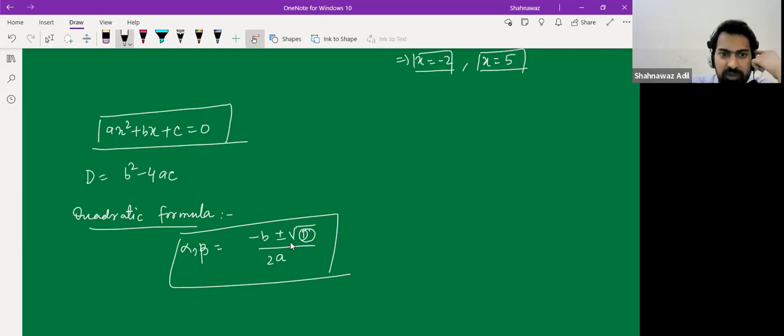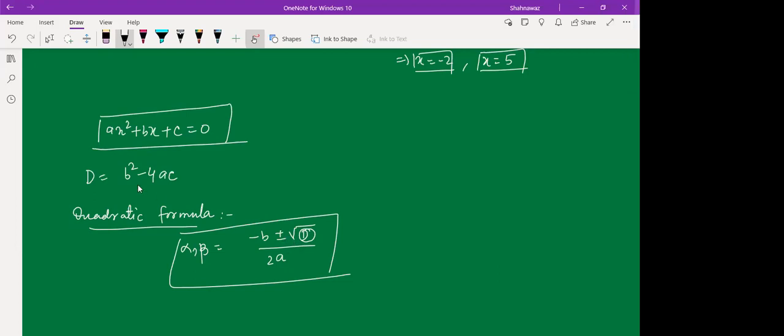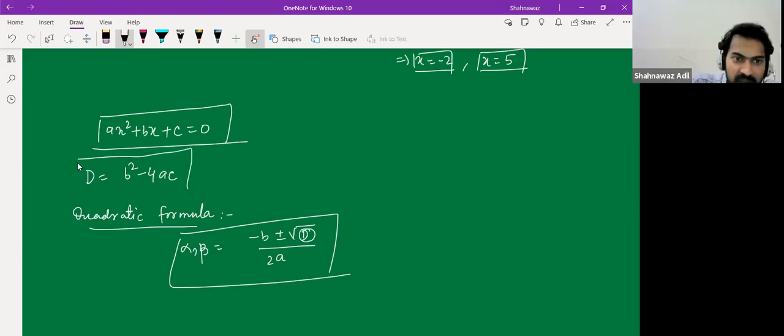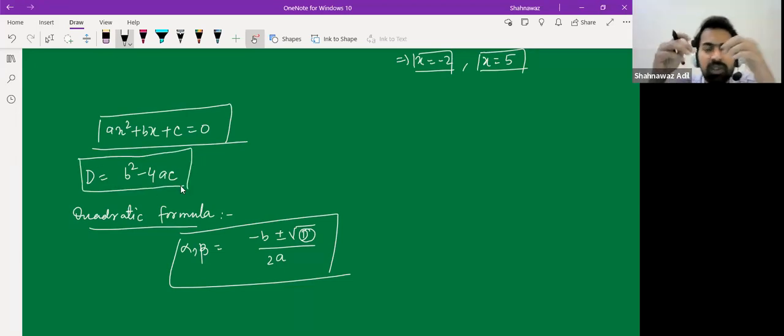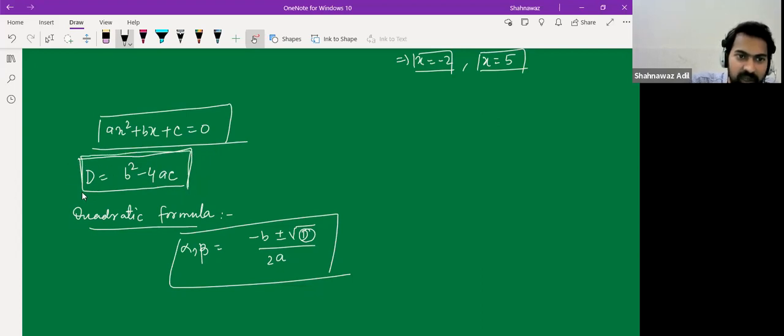Yes, Shaima, understood. Yes, sir. So this D determines the nature of the roots. The meaning of nature of the roots is how your roots are defined, right? What kind of roots are they? Whether they are real numbers, whether they are equal, whether they are imaginary. So is there a solution or not? All these conditions are determined by the discriminant.